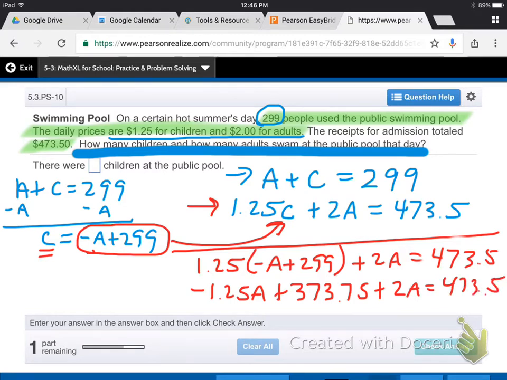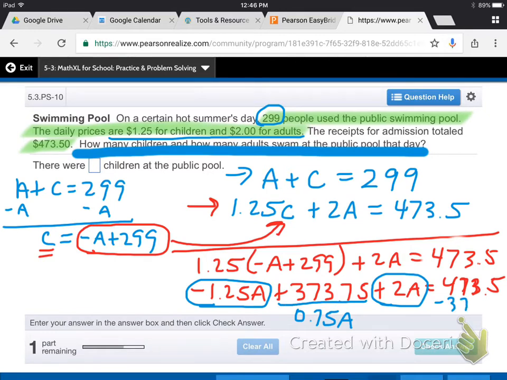473.5. Okay, now I'm going to solve this equation pretty quickly here. That's a 7. Okay, so here are our like terms. Let's go ahead and identify those. Negative 1.25A and 2A. So 2 take away 1.25 is 0.75A. And now I'm going to subtract this amount from both sides of the equation. So I'm going to subtract 373.75. Okay, so that's 99.75.